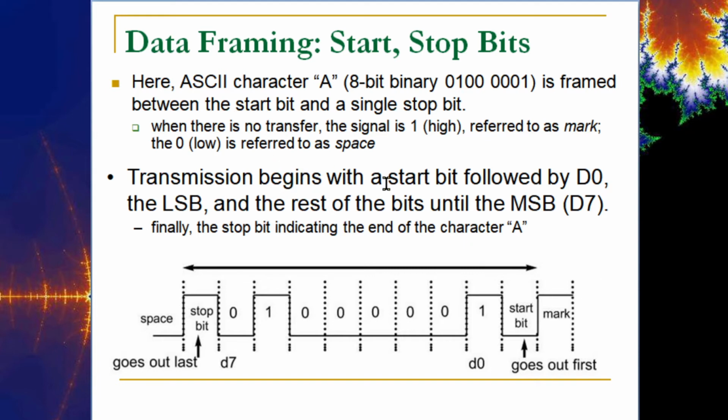So it says transmission begins with a start bit followed by D0, the least significant bit, and the rest of the bits until you have the most significant bit. So again, you can see here's the start bit, here's 1, 0, 0, 0, and then 0, 0, 1, 0. Okay. And so for any character on the ASCII chart, whatever the binary equivalent is, it's going to look like this every time. Now, in this particular example, the data framing protocol suggests that there's one start bit and one stop bit. If the protocol was 2 stop bits, that would be 11 bits total.